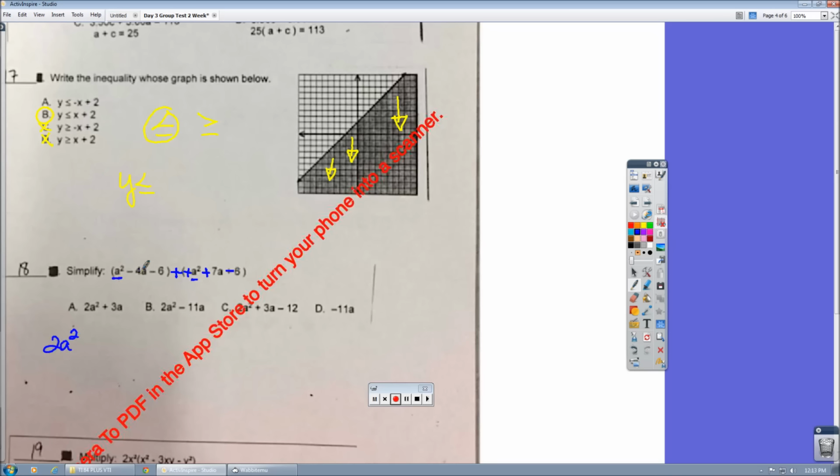And then combine your like terms, a squared plus a squared, 2a squared. Negative 4a plus 7a, that's going to be positive 3a. And then our last, negative 6 minus 6 is negative 12, and it might be hard to see with that stamp there, but the answer is C.